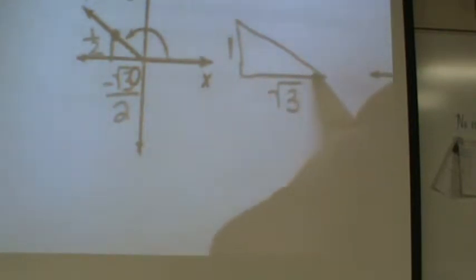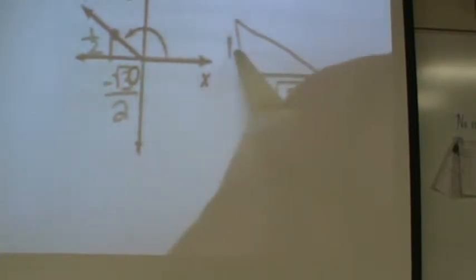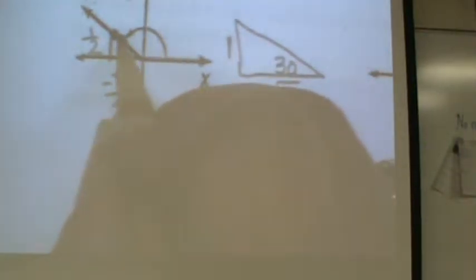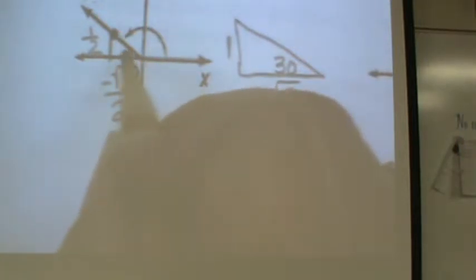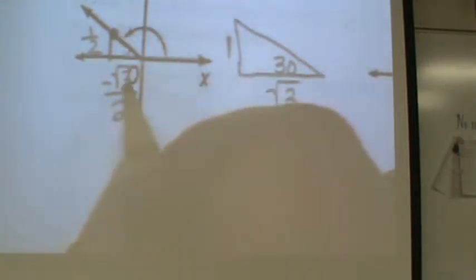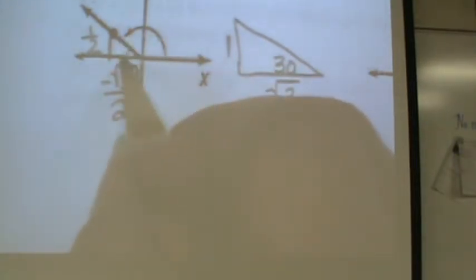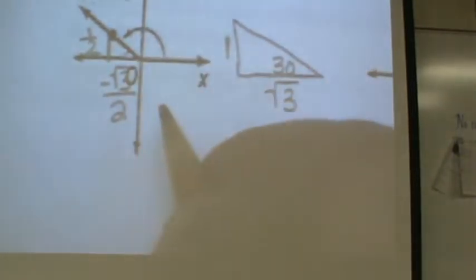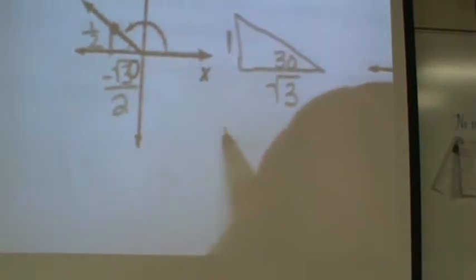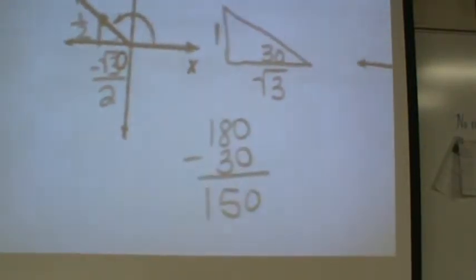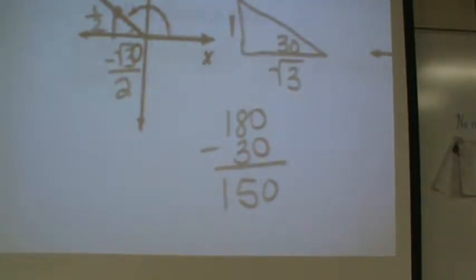So this angle right here, it's the one opposite the 1, so this is a 30. So if this little angle right here is a 30, what's it from here to here? If this is 30 right here, what's it from here to here? 150. You could do 90 plus 60, or you could do, anyone do something else? 180 minus 30, good. 180 minus 30 is 150. You get that? Yes or no?